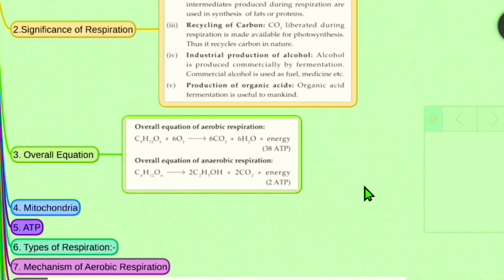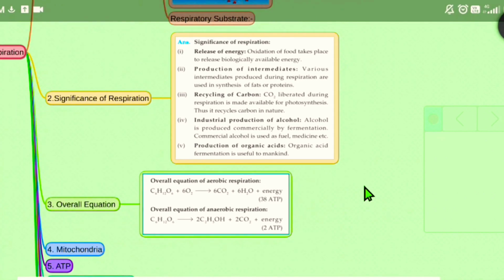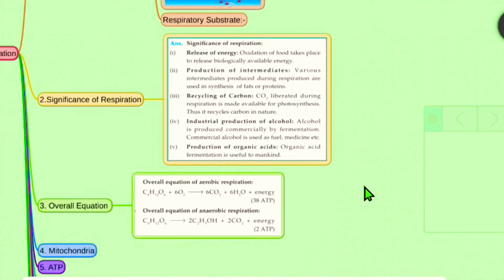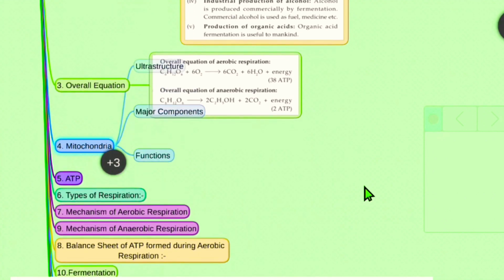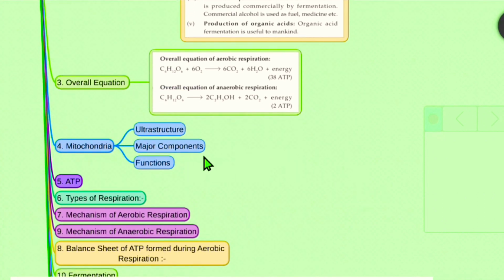So we can stop here the first part of this respiration chapter. Next we will see the mitochondria, the ultrastructure, and the major components and functions of the mitochondria.